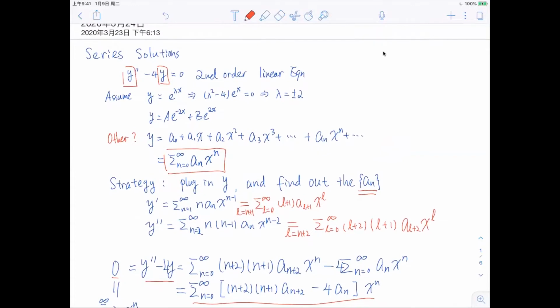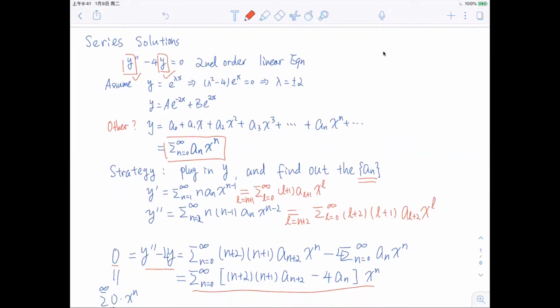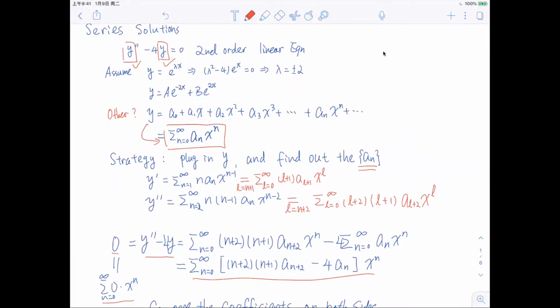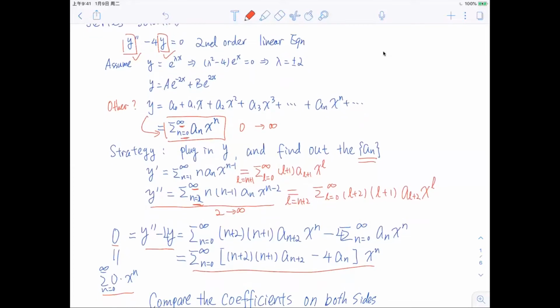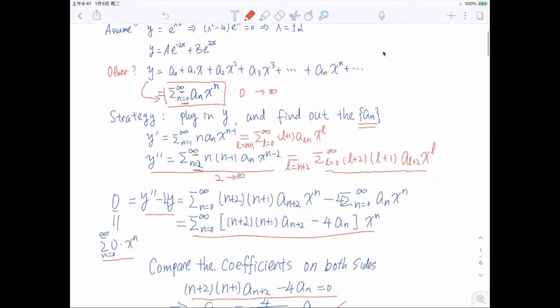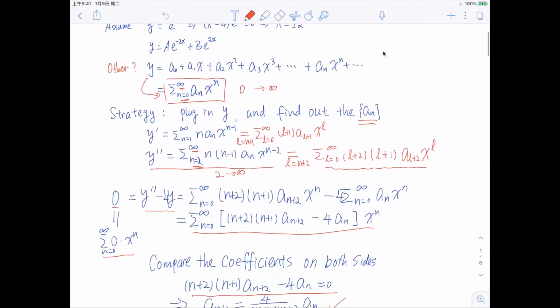Then what we need to do is first to replace this term y and this term, the second order derivative of y. Y, we have already got what it looks like, but for second order derivative, we need to calculate it as this. Since for this term, the summation range is from 0 to infinity, and here is from 2 to infinity, we can use a simple change of variable to find out another form of this summation. It just looks like this. And by doing so, we can combine them together more easily.